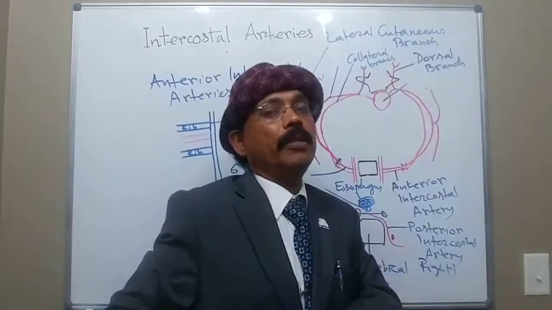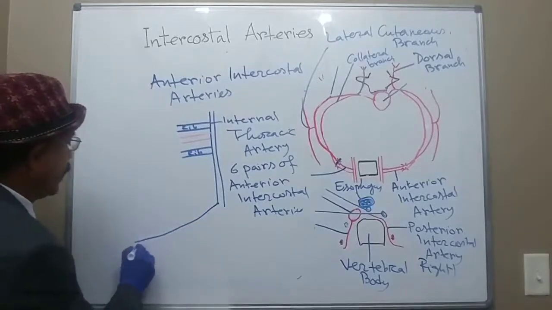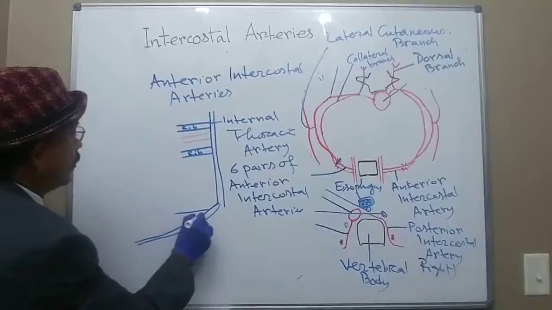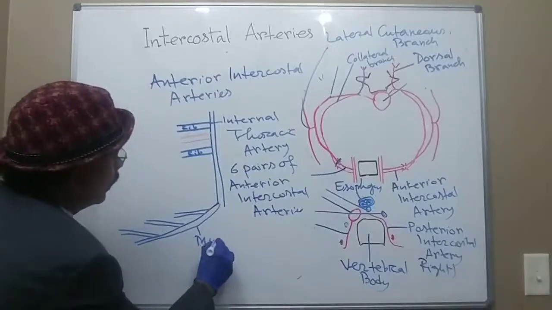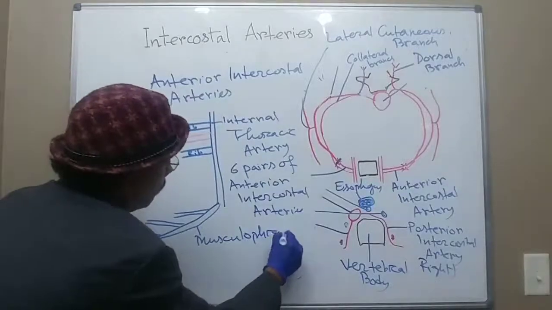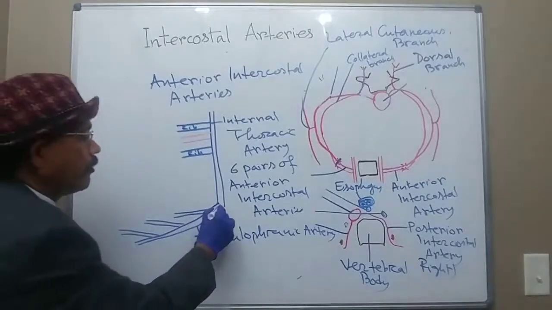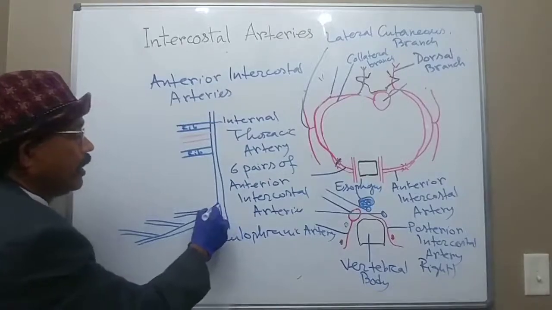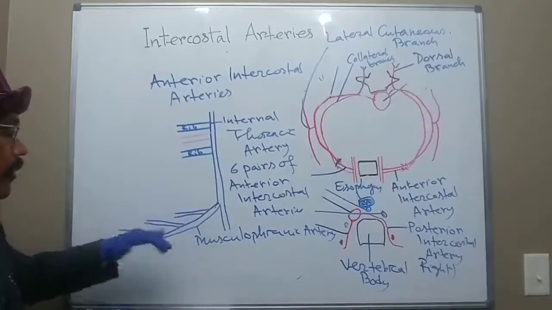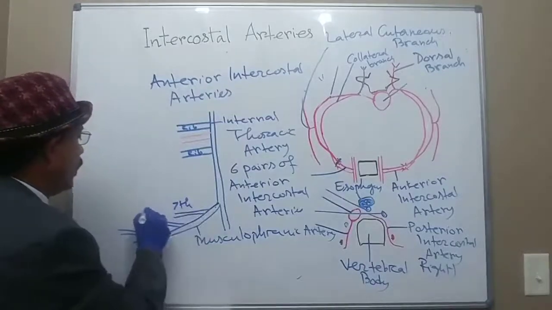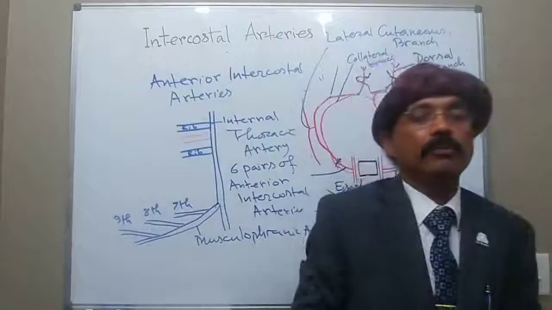For the 7th, 8th and 9th intercostal spaces, okay, they come out of the musculophrenic artery. Okay, we get the branches, 1 pair, 2 pair and 3 pair. This is the musculophrenic artery. The musculophrenic artery is a terminal branch of the internal thoracic artery. The internal thoracic artery has 2 terminal branches: one is the superior epigastric artery, the other the musculophrenic artery. The musculophrenic artery provides 3 pairs of anterior intercostal arteries for the 7th, 8th and 9th intercostal spaces. We have no 10th and 11th anterior intercostal arteries.